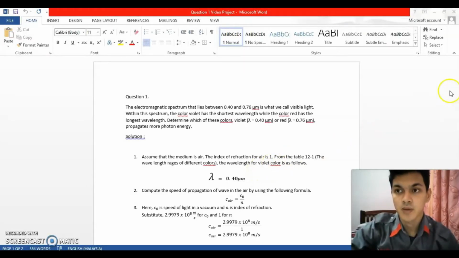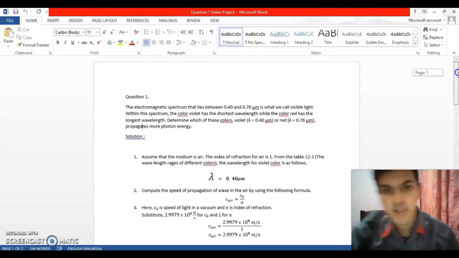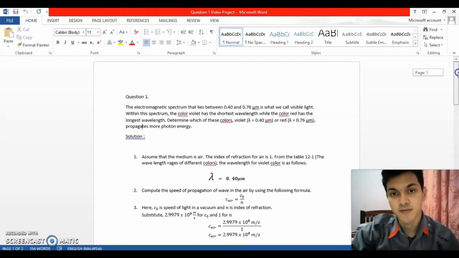Now we will move on to question 1. The electromagnetic spectrum that lies between 0.40 and 0.67 micrometers is called visible light. Within the spectrum, the color violet has the shortest wavelength, while the color red has the longest wavelength. So we need to determine which of these colors, violet or red, carries more energy.